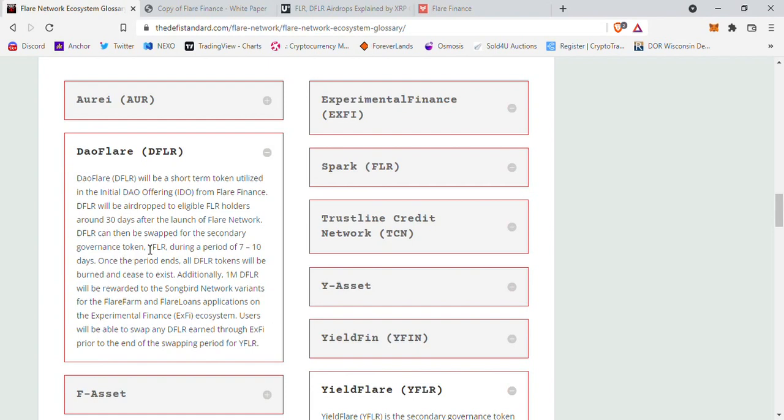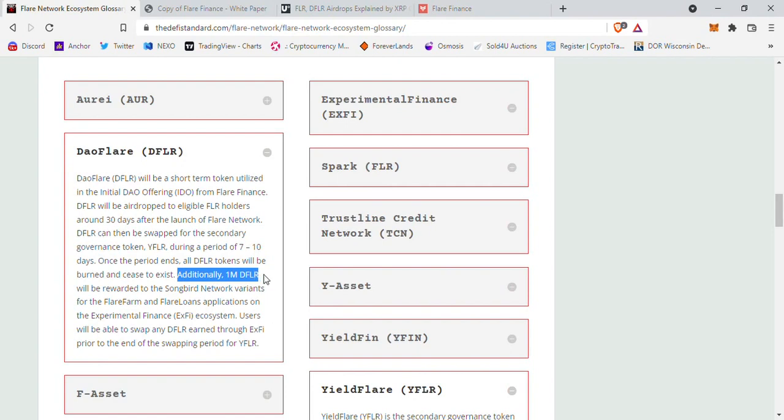So now after this, you'll have the period of 7 to 10 days to claim that YFlare once you get your DFlare. And once the period ends, this is important, all DFlare tokens will be burned and cease to exist. So after that 7 to 10 days, they'll be gone. You'll never have the ability to use them for anything.